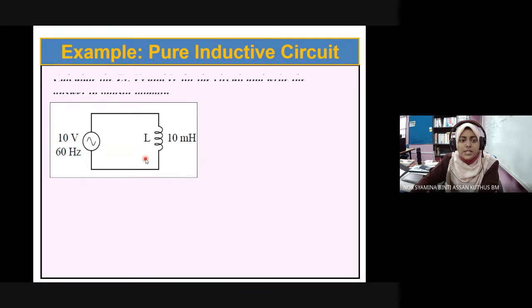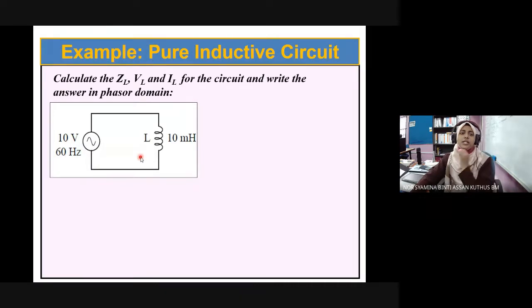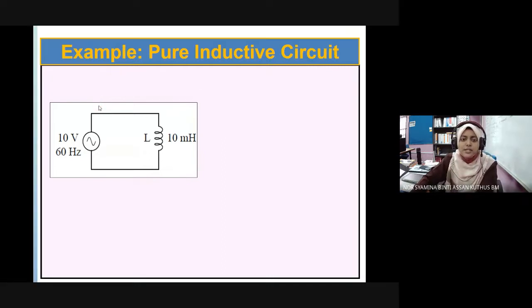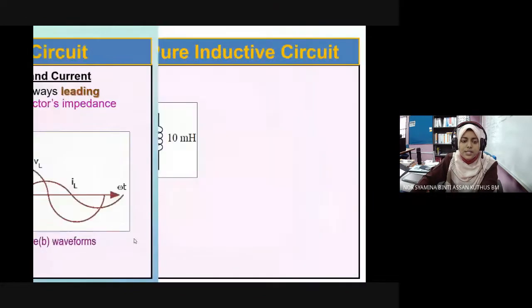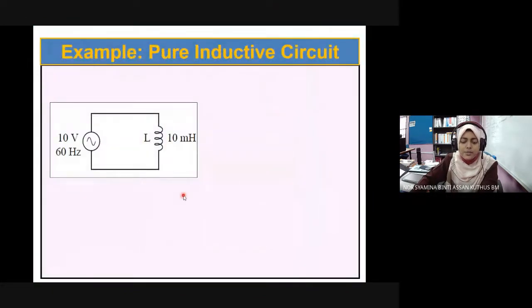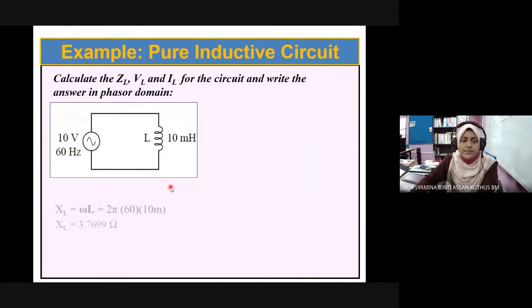Okay, pure inductive circuit lagi. Ni contoh. We calculate ZL, inductive impedance, VL, IL for the circuit, write the answer in phasor domain. Jawapan dalam phasor domain bermaksud ini cara untuk kita lukiskan phasor diagram. Phasor domain mesti ada dia punya polar angle, polarity dia.